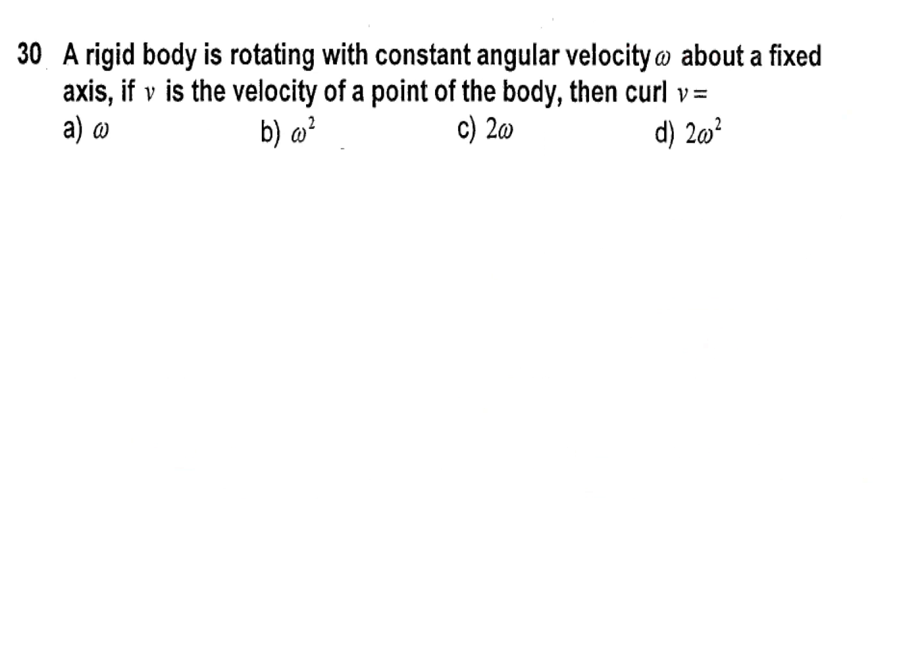Question: a rigid body is rotating with constant angular velocity omega about a fixed axis. If v is the velocity of a point of the body, then curl v equals how much? We know omega is the constant angular velocity. So this we can call a rotation.